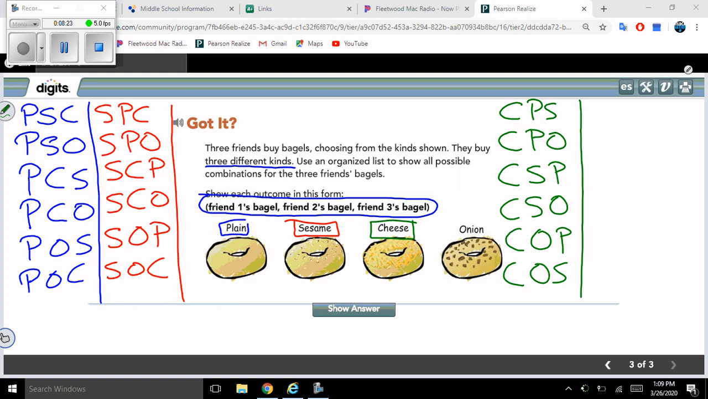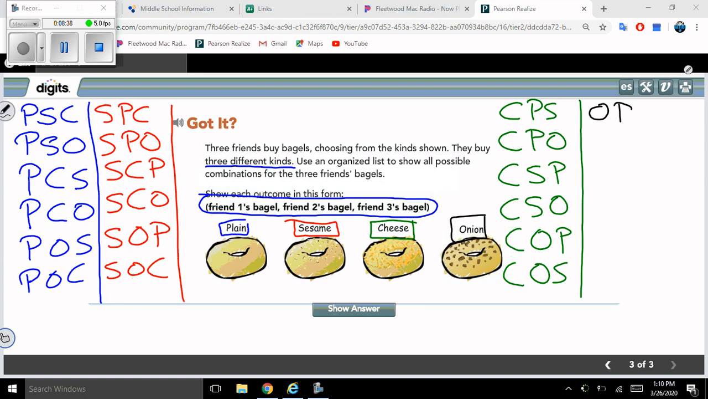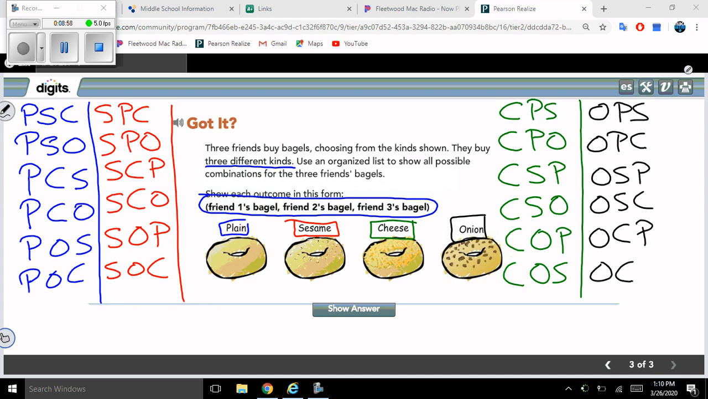Last but not least, let's go with onion. First kid gets onion, and we know we're going to get 6. It's happened in every situation so far, so I can't think that this is going to change. Onion followed by plain and sesame, onion followed by plain and cheese, onion followed by sesame and plain, onion followed by sesame and cheese, onion followed by cheese and plain, and onion followed by cheese and sesame.